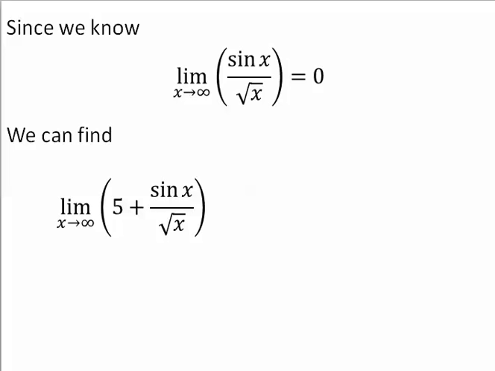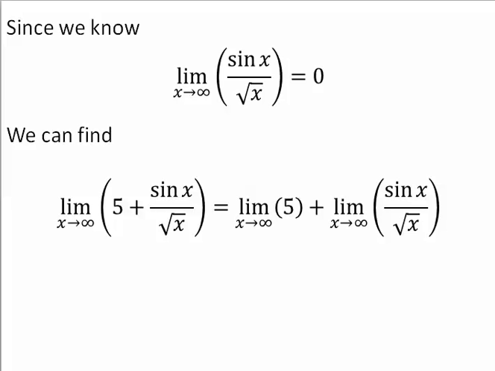So now that we know that sine x over radical x gets closer and closer to 0, we can discuss something like 5 plus sine x over radical x. And remember, because the two limits exist, we can say that the limit of the sum is the sum of the limits. Then notice that 5 really doesn't care what x is doing, and so the limit of 5 is just equal to 5. And we know that sine x over radical x is getting closer and closer to 0. So the overall expression is getting closer and closer to 5.